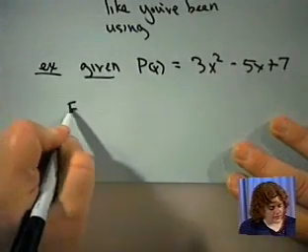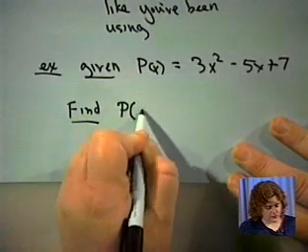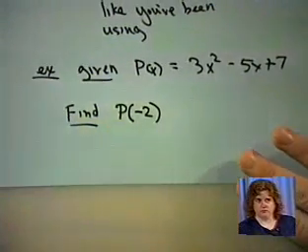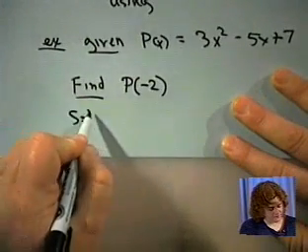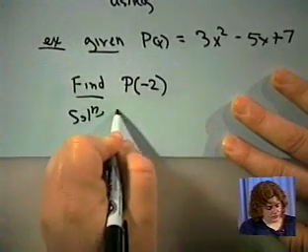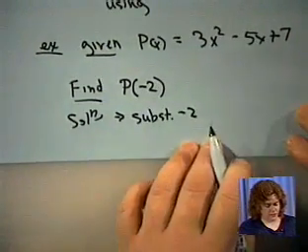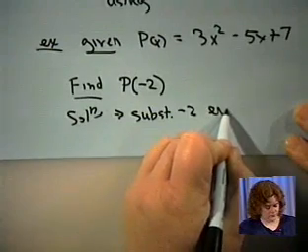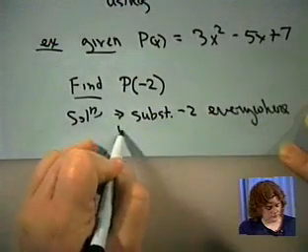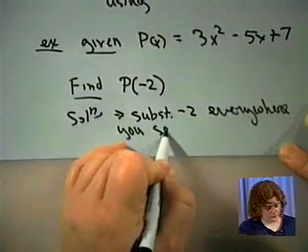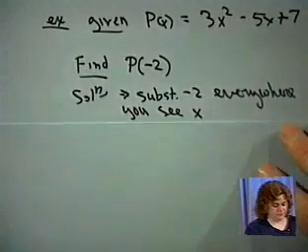We're going to find the value of the function when x is equal to negative 2, p of negative 2. Our solution is simply to substitute negative 2 everywhere there's an x. So let's do that.